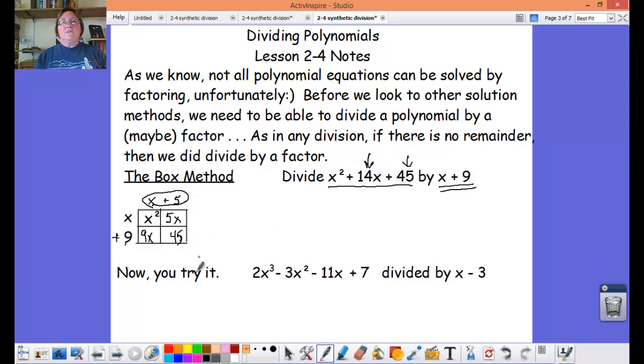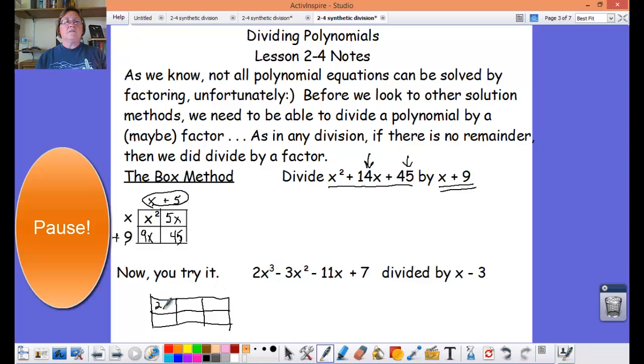Now I'm going to ask you to try it with a slightly tougher problem. I'm going to set this guy up, and let's see, boy, I'm not drawing very straight lines. I need 2x to the third, so that has to be right here. I'm dividing by x minus 3. And now I'm going to ask you to pause the video and do this division.